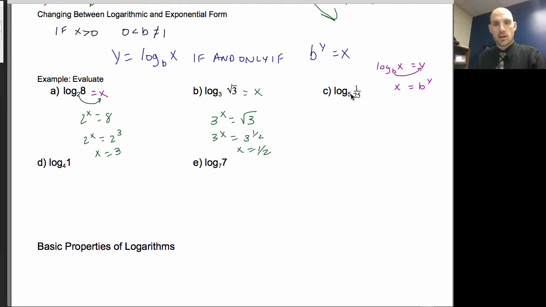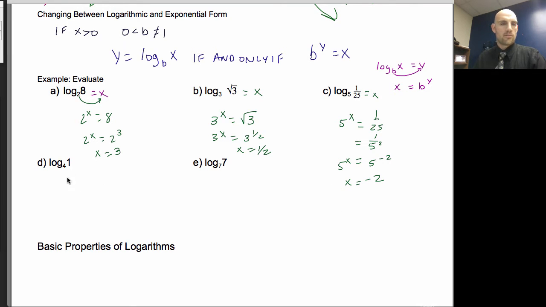Okay, we're back. On this one, again, setting it equal to x. 5 to the x is equal to 1/25. Well, that would be 5 squared on the bottom. So that would be equal to 5 to the negative 2. So 5 to the x is equal to 5 to the negative 2. So x is equal to negative 2.